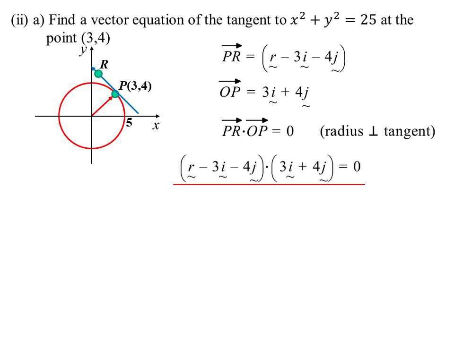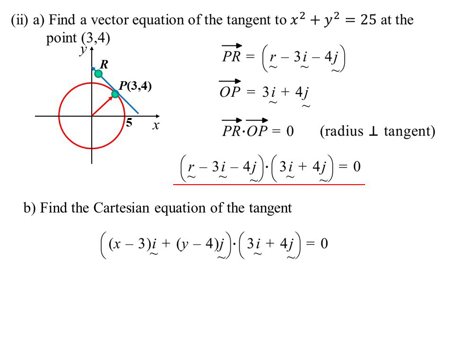Therefore that technically is a vector equation for the tangent, because those 2 things dotted together equals 0 is certainly a true statement, and that would represent, because the only variable in there is r, the line we're trying to find the equation for. So that technically is a vector equation, just a different way of writing it. So what would the Cartesian equation of the tangent be?